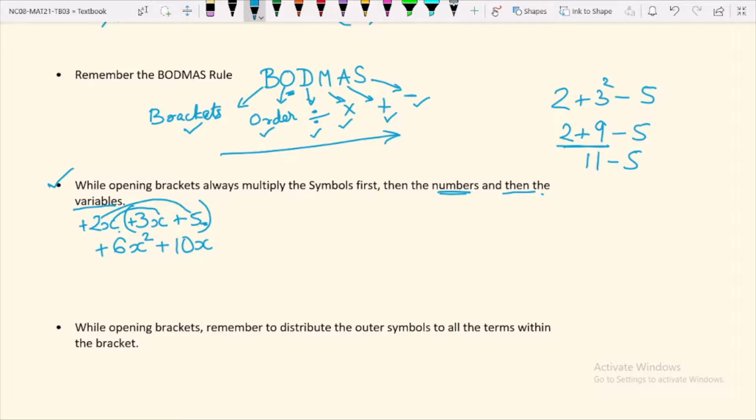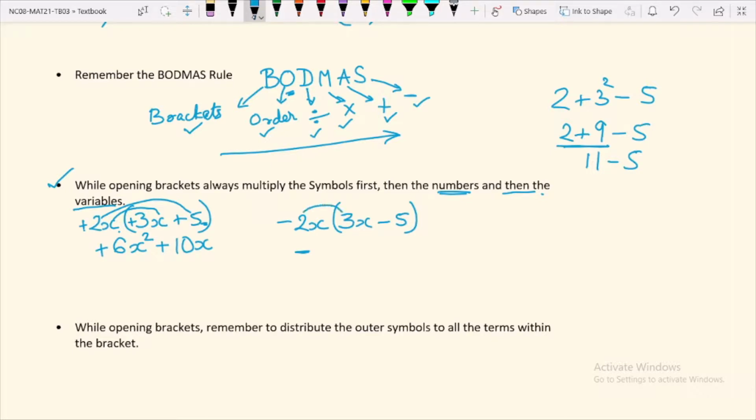So another example I will give you. If the expression was minus 2x into bracket 3x minus 5. So let us solve this. While solving, we have to first multiply the symbols. Here it is minus and here it is plus. So minus into plus will be minus. So I will write minus first.